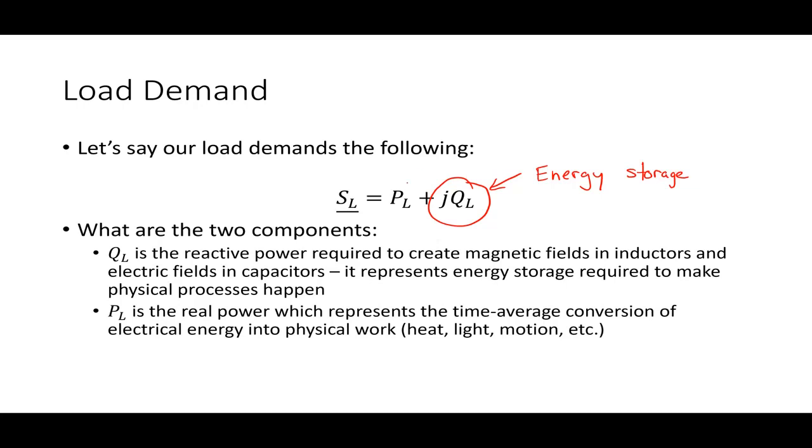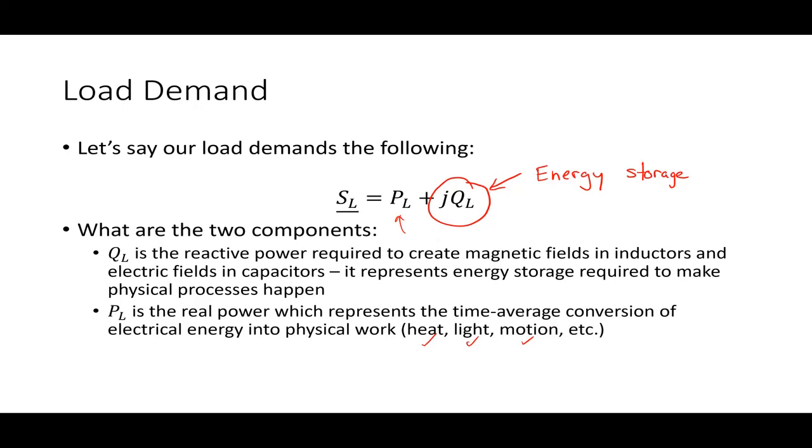PL, on the other hand, is the real power that represents the time average conversion of electrical energy into physical work. All right, so on average, at that load site, you are converting electricity into heat, right? Or light, or motion, or you're making electrons move around inside your computer. So there's always some amount of physical work going on, and P sub L represents that.